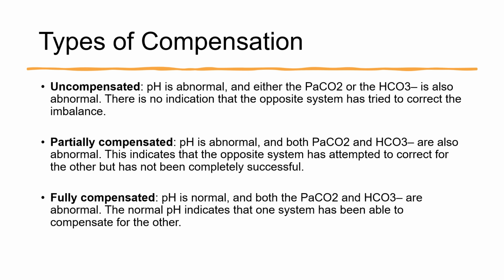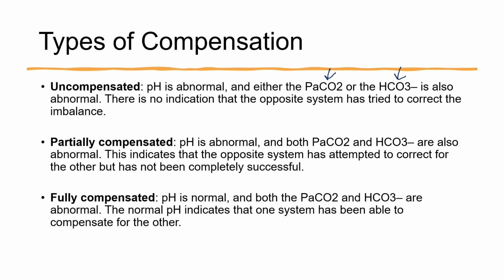Compensation. We know that the body has compensatory mechanisms that kick in when the acid base is not balanced. There are three categories: uncompensated, partially compensated, and fully compensated. Uncompensated means that we have an abnormal pH. It's either an acidosis or alkalosis, and one of these values is abnormal, either your CO2 or your bicarb, and that's the culprit. The one that's abnormal is the one that's causing the issue.